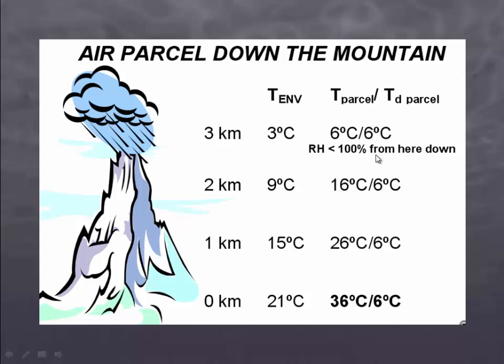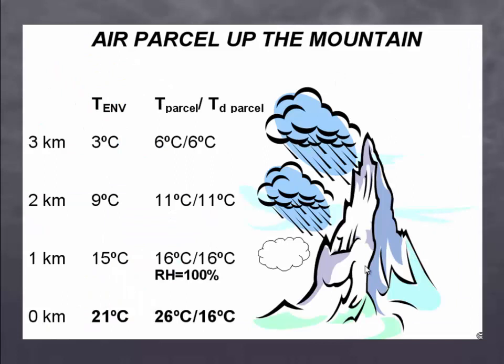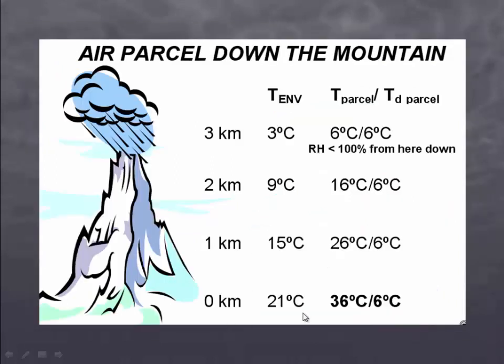So from 3 to 2 kilometers, I add 10. 2 to 1, I add 10. 1 to 0, I add 10. My final temperature is 36 C, and my final dew point temperature is 6 degrees Celsius. Compare those two values to your initial of 26 and 16. So 26/16 initially, and 36/6 after, on the other side of the mountain.